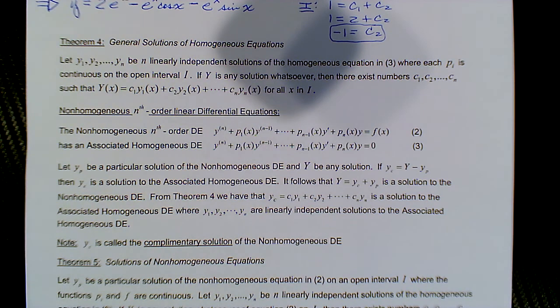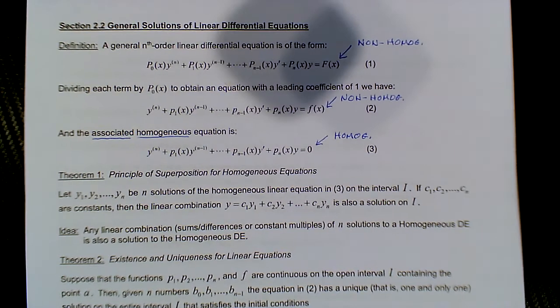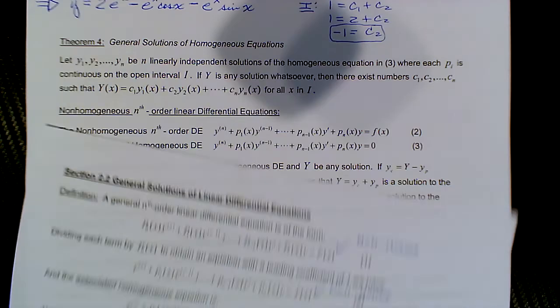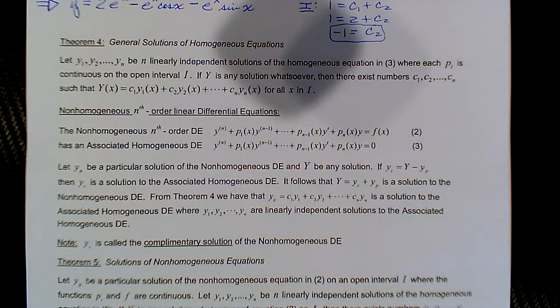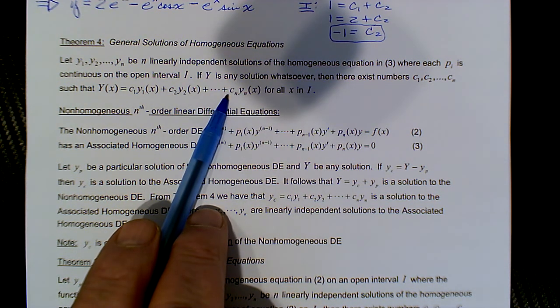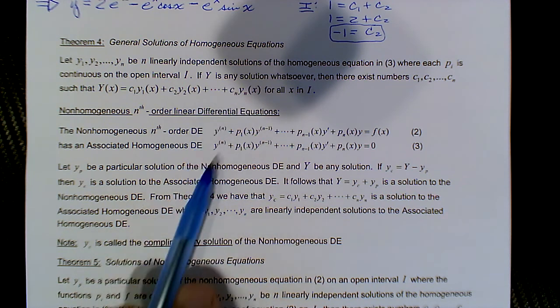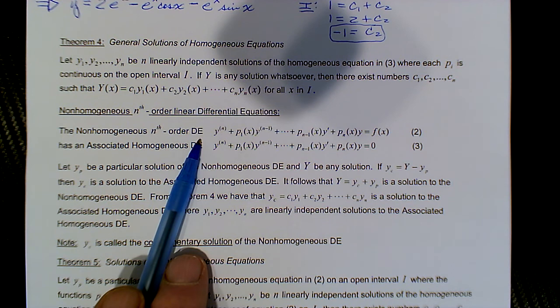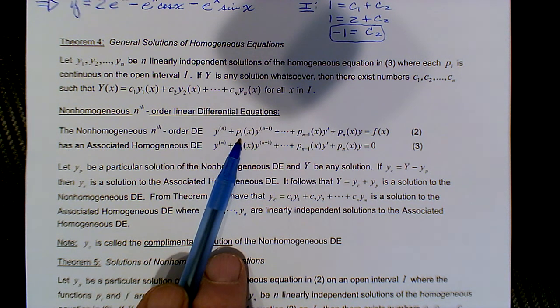So just flashing back to it, this associated homogeneous. So any linear combination is a solution. That's what Theorem 4 is saying with regards to a general solution to a homogeneous. But then if we start talking about non-homogeneous, as we stated, it is of this form. So that's taking equation 2 from the first page. And we said it has this associated homogeneous.